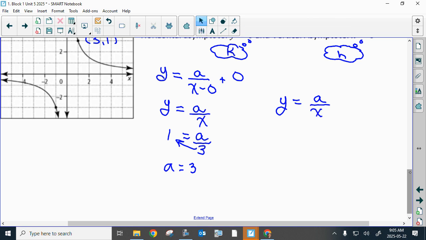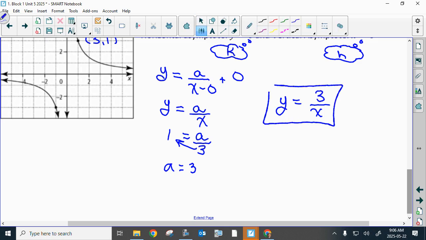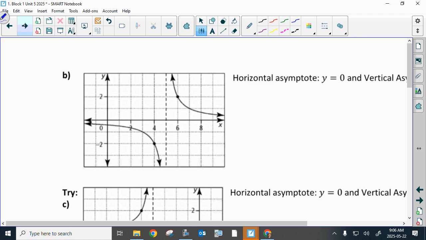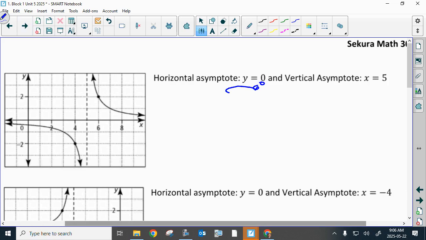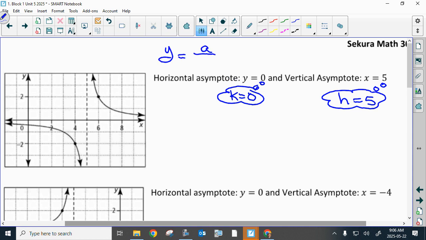I should put 3 in. This is my function right here. And that would be in transformation form. Okay? So all you really need to remember, there isn't going to be a b value for your rationals. So y is equal to 0. That means your k was 0. X is equal to 5. That means your h was 5. And your transformation form looks like this.